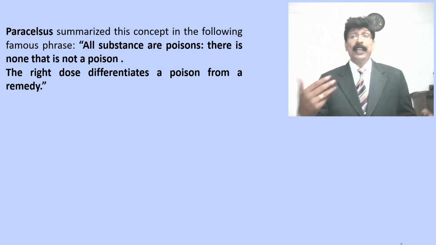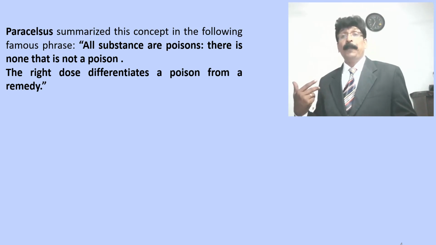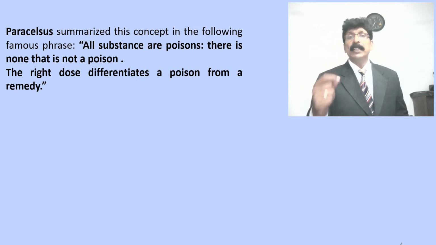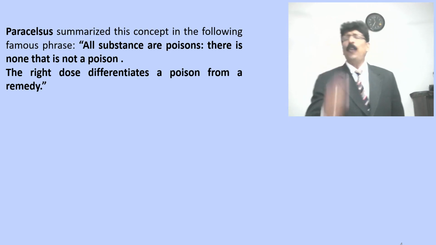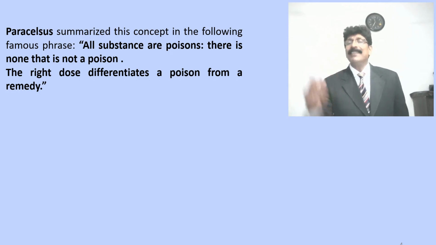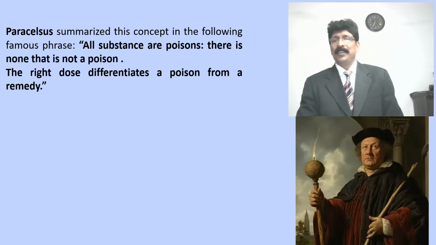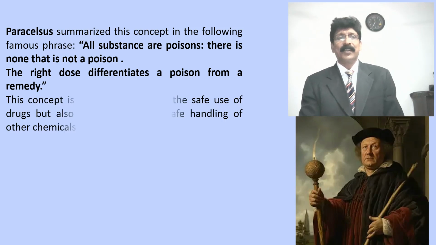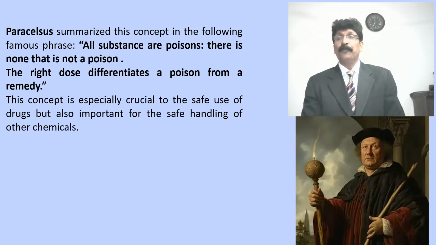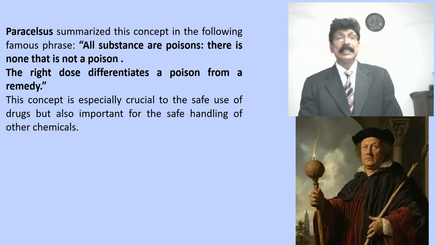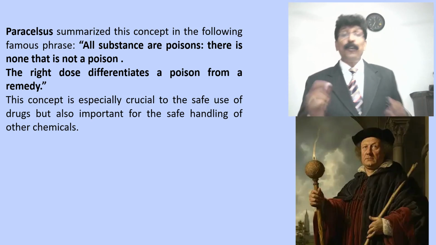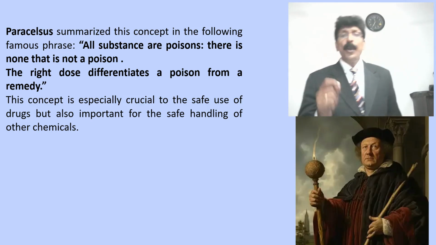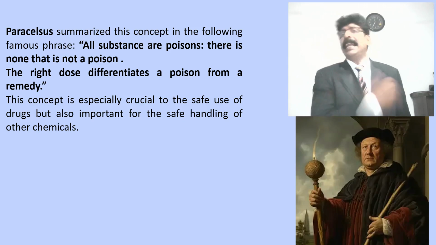After some period, after his period only, people understood about the dosage. The right dose differentiates a poison from a remedy. So dose makes whether it is a food or it is a drug or it is a poison. So Paracelsus, the scientist, this concept of Paracelsus is especially crucial to the safe use of drugs, but also important for the safe handling of other chemicals.